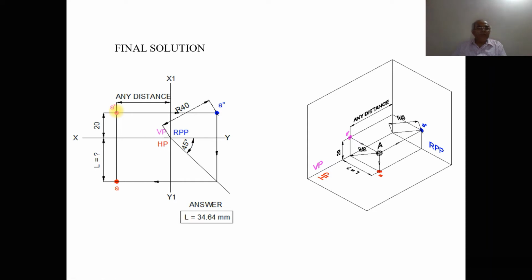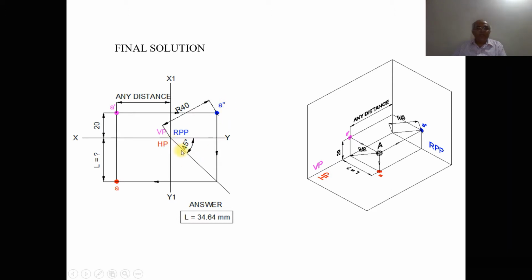Then, as we see, both the front view and the side view lie on the same line. So you draw a horizontal projector from here. Then you take the compass and take the radius of 40 from here and cut an arc on this horizontal projector. So you are going to get this as A double dash.